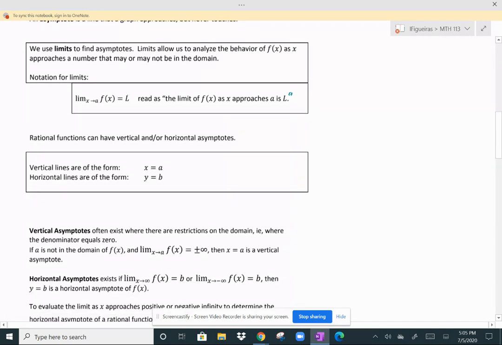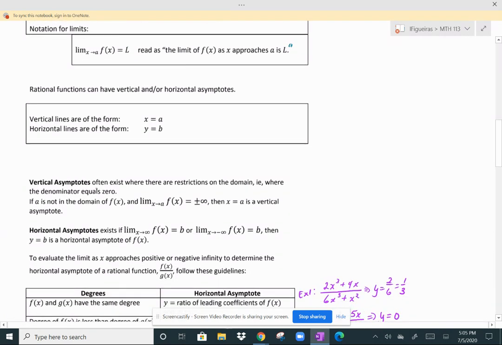Okay, so vertical asymptotes often, not always, exist where the restrictions to the domain exist. In other words, where the values of x make the denominator equal 0. So if a is not in the domain of f of x, and as x approaches a, f of x is approaching plus or minus infinity, then we can say that x equal to a is a vertical asymptote of f of x.